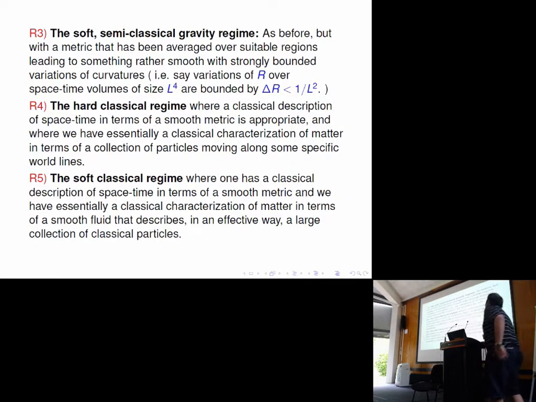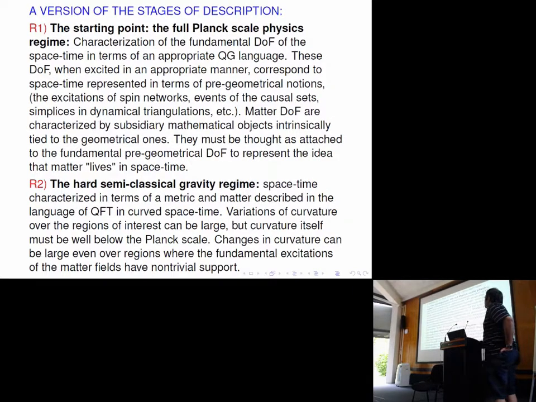Right. Yeah, we left the full quantum regime unexplored. From our point of view, we are very agnostic about what the quantum gravity theory is. The only point we make about this quantum gravity regime is that it should have the property that the matter degrees of freedom are embedded or attached to the space-time degrees of freedom, to realize the notion that matter lives in space-time.